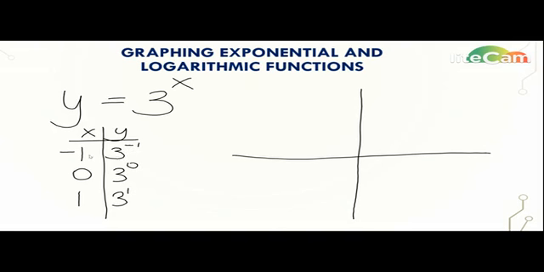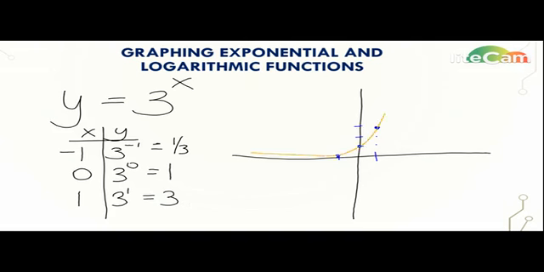In other words, if we use -1, 0, 1 all the time, it's going to make it easier for you to do this without a calculator. So let's go ahead and finish this up. This is 1/3, 1, and 3. Now I'm going to graph. So it's -1, 1/3. So just a little bit above the graph here. 0, 1, and 1, 3. And then I'm going to graph.